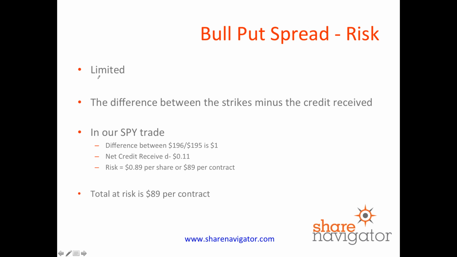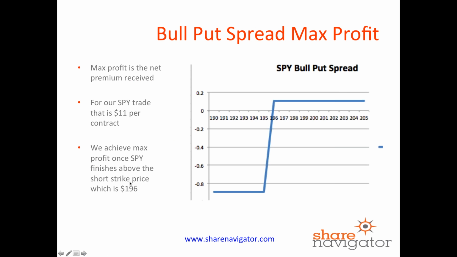Well, it's totally limited, and it's limited to the difference between the strike prices minus your credit received. So taking our SPY trade as an example, the strike prices we picked were 196 and 195. The difference between the two of them is $1 minus the credit received, which was 11 cents. So our total risk was 89 cents per share or $89 per contract. What's our max profit potential?